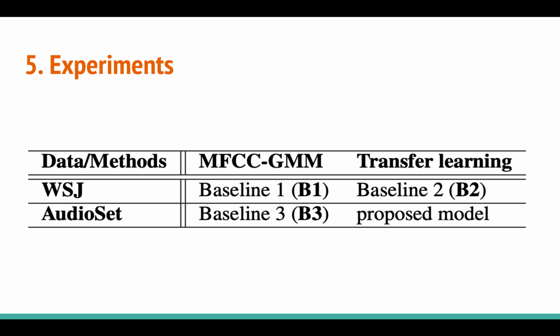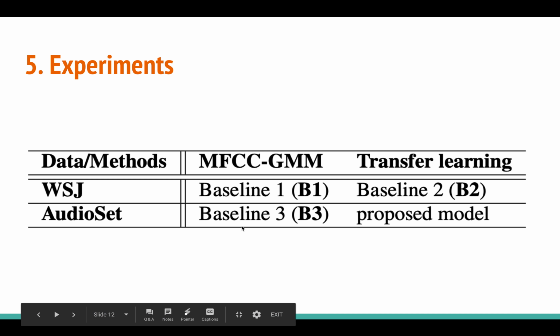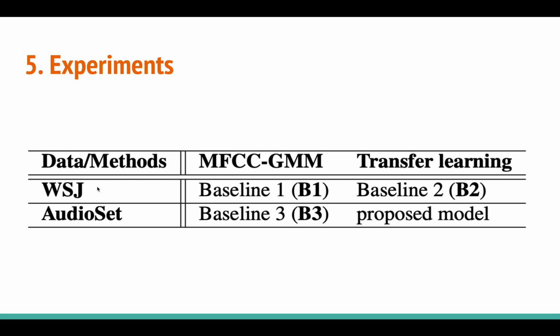So there are 4 different experiments in this paper. You can see here there are 4 methods: B1, B2, B3, and the proposed model. B1 is basically a baseline, which we are going to train using WSJ data. The features we extract are MFCC, and the model is a GMM, not a transfer learning model or any deep neural network model. Basically we train a GMM, a Gaussian mixture model, on WSJ data, and we test it on our own data.